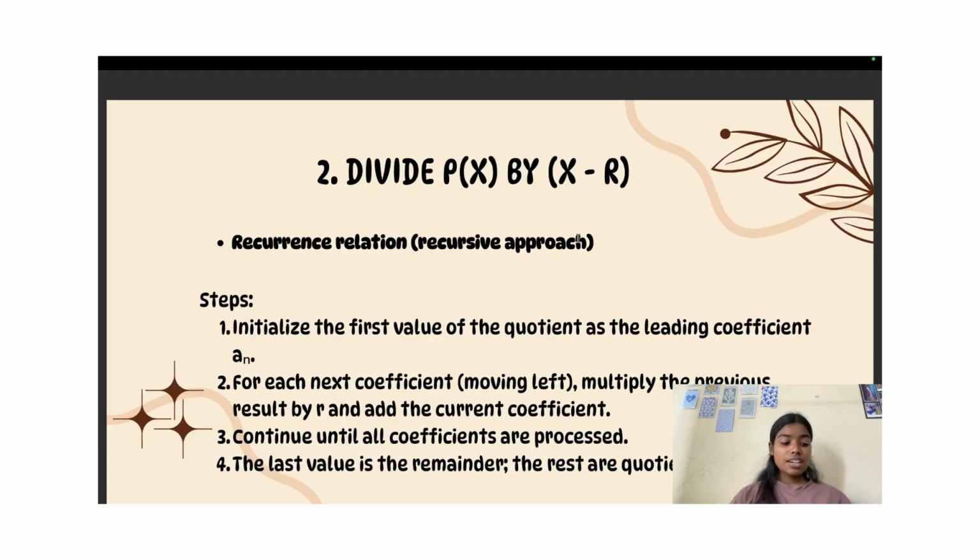It is a faster and simpler method using coefficients. We start with the leading coefficient, multiply by r and add the next coefficient. We repeat this till the end. The last value is the remainder and the rest is the quotient.